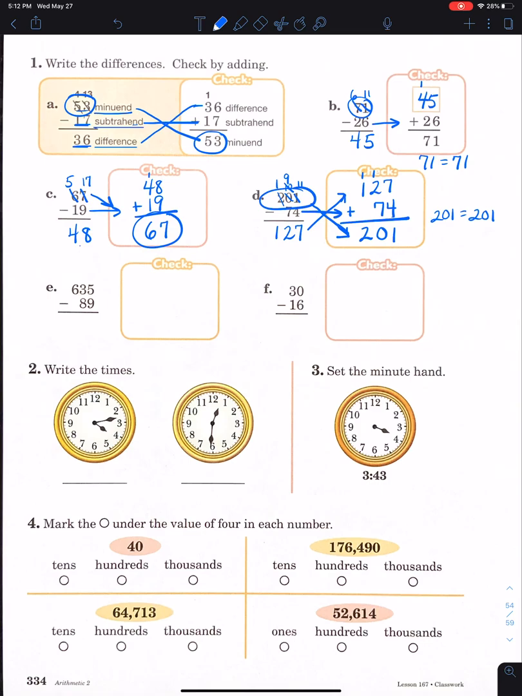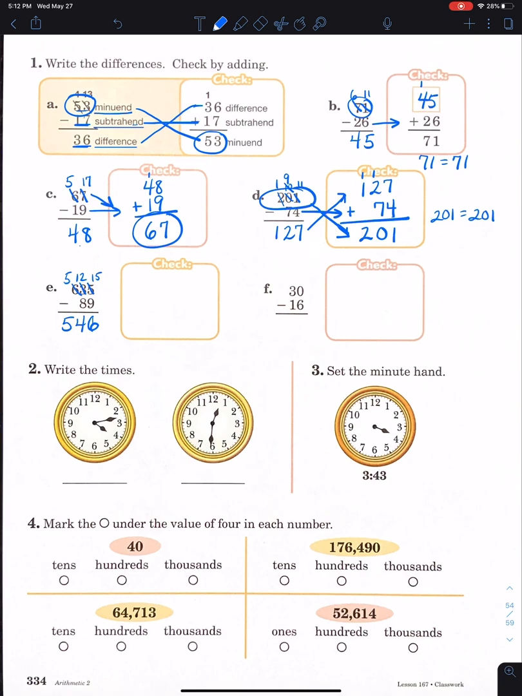All right, 5 minus 9 we can't do, so we're going to borrow from the 3, and now we'll make this a 15. 15 minus 9 equals 6. We can't take 8 away from 2, so we're going to borrow from this 6, make it a 5. 12 minus 8 equals 4, and 5 minus nothing equals 5.